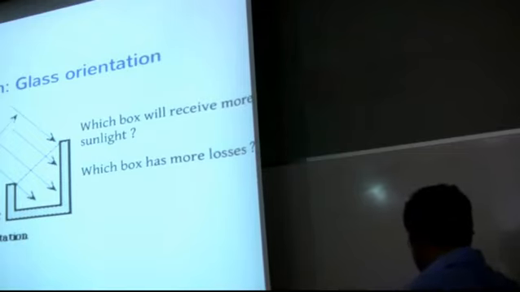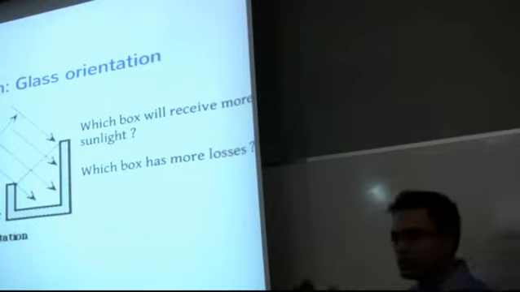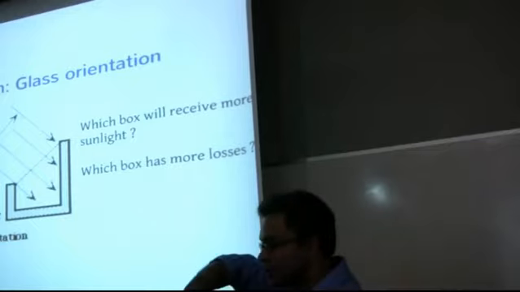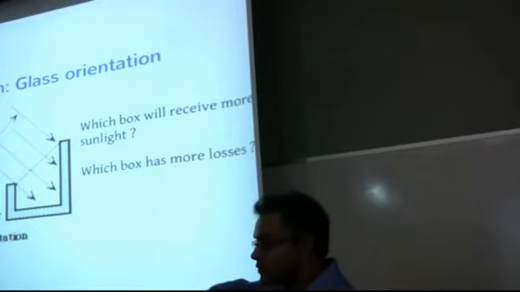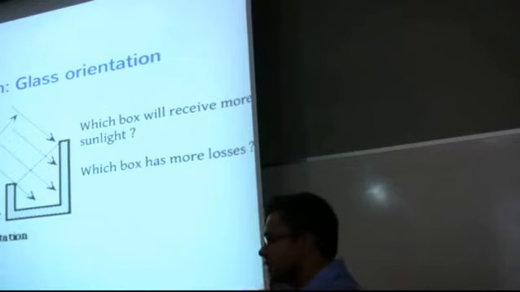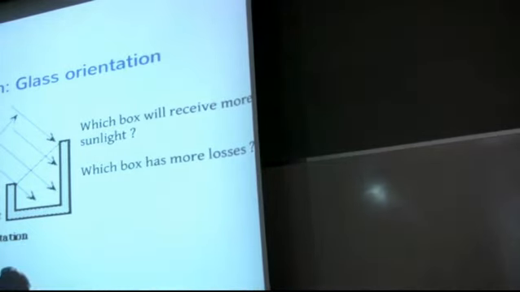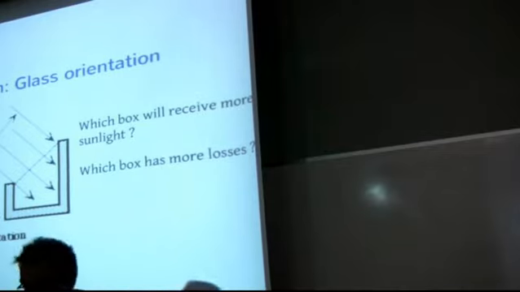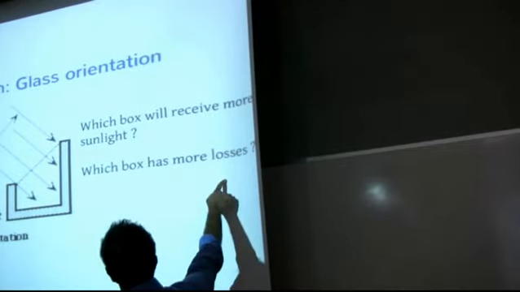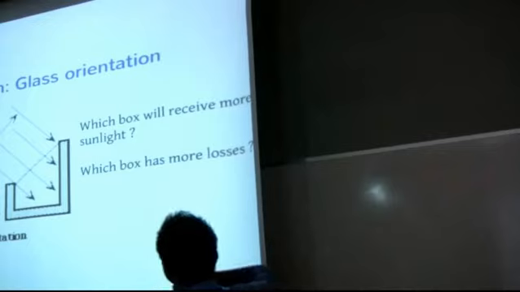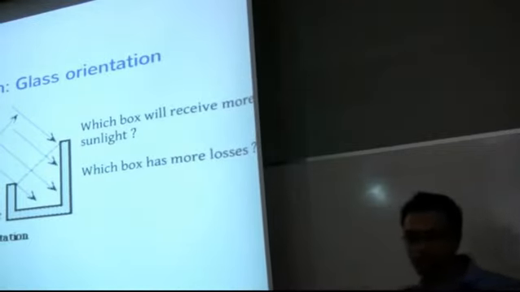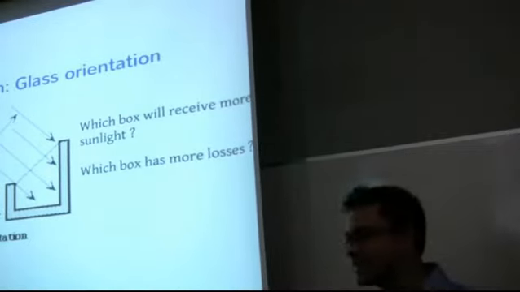So you can imagine that. If you're orthogonal to the rays of light, you will collect the majority of the area. Otherwise, you have what's called a cosine error. You have a cosine theta loss here. This is this angle right there. Now, the second question, again, repeat the same exercise. Which box has more losses? Go ahead. Discuss.